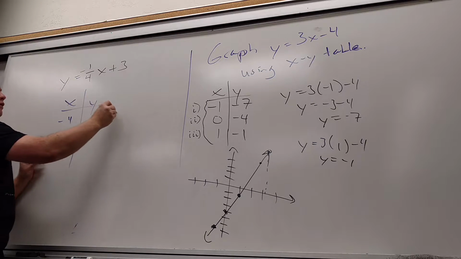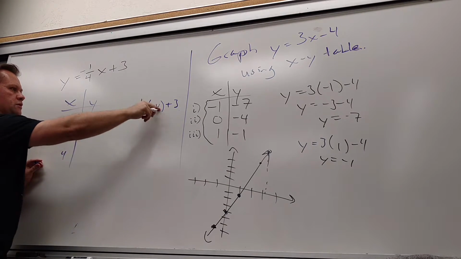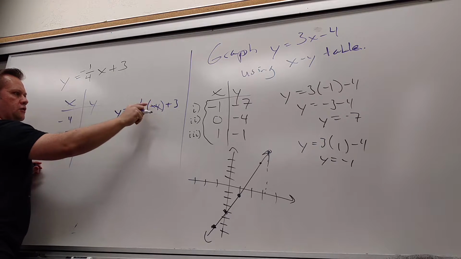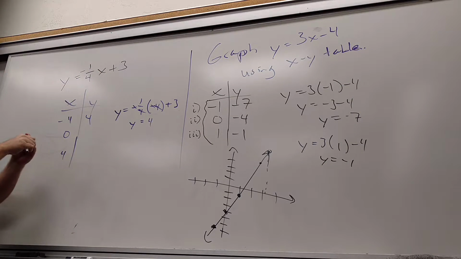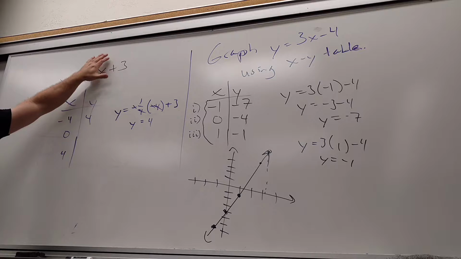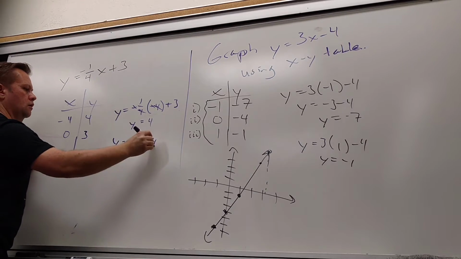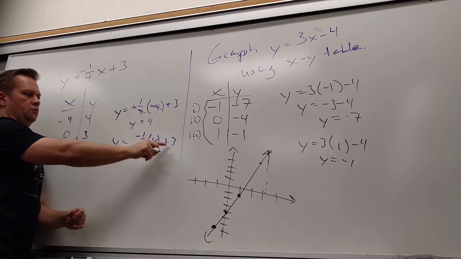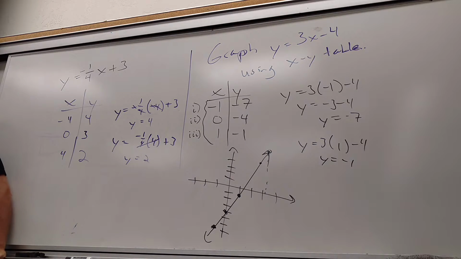So what do I get when I plug a -4 in? It's -1/4 times -4. The negatives cancel and the 4s cancel. So I get 1 plus 3, 4. When I plug a 0 in, 3. And when I plug a 4 in, careful, these go away. -1 plus 3, 2. And that's why you do 3 points, because it would very quickly be obvious that something went wrong.